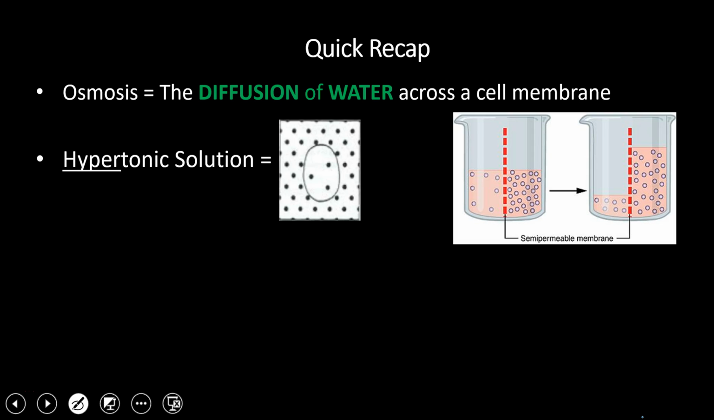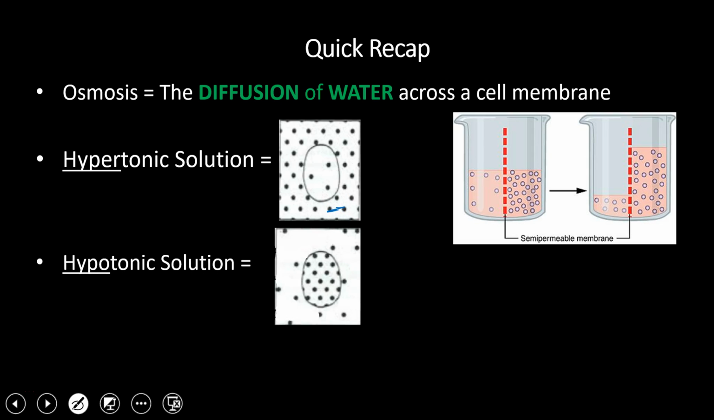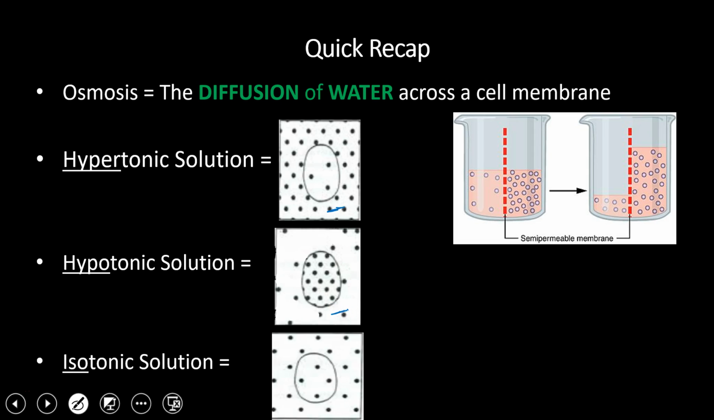In a hypertonic solution, there's more solutes outside of the cell. In a hypotonic solution, there's less solutes outside the cell. In an isotonic solution, there is an equal amount or an equal concentration of solutes outside the cell. In the hypertonic solution, this cell is going to shrivel. Hypotonic solution, more water is going to go inside. This cell is going to swell. Isotonic, it's going to stay the same.